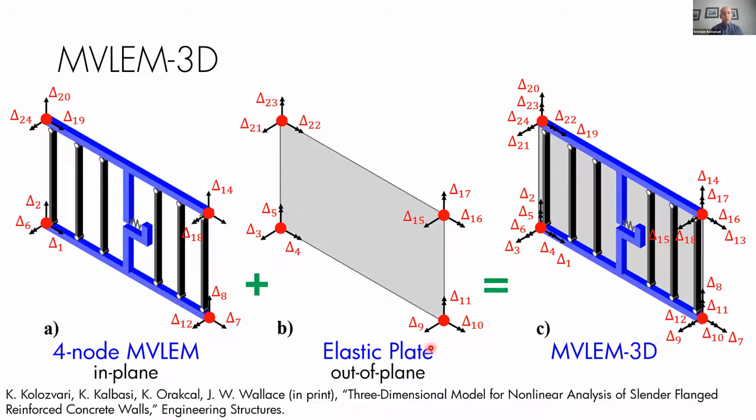This model now, we call this MVLEM 3D. In-plane and out-of-plane behavior are currently uncoupled. Out-of-plane is just elastic. In-plane is this 4-node MVLEM. It's fairly similar to the Perform 3D shear wall element. If you are using Perform 3D, you're probably familiar with that element.